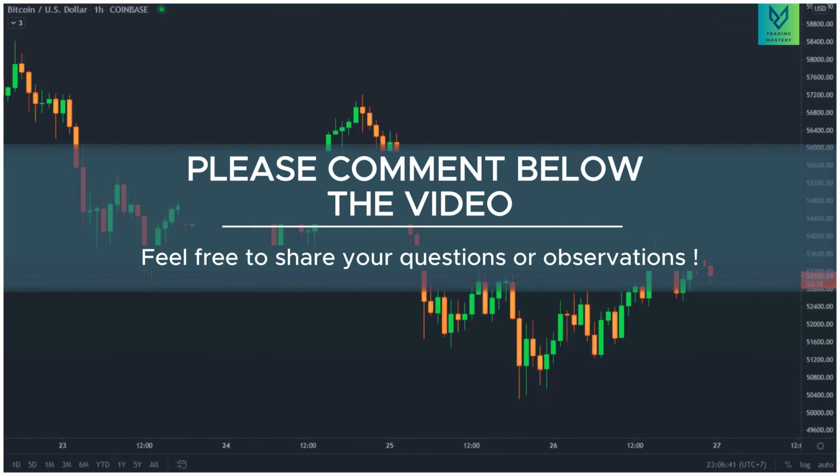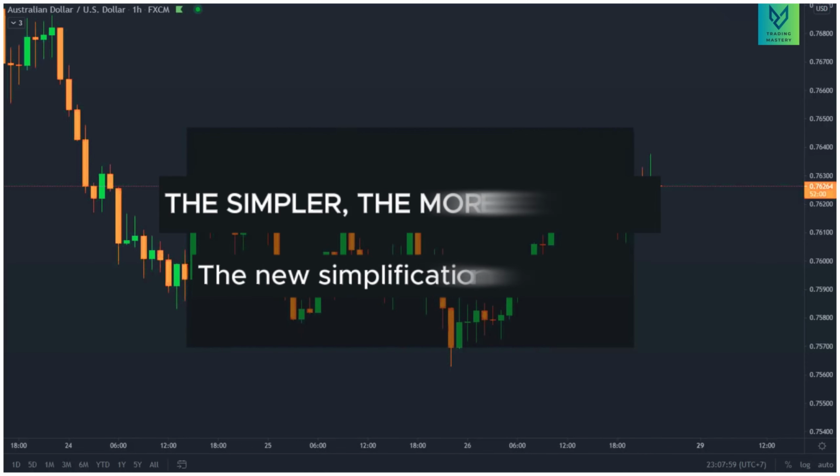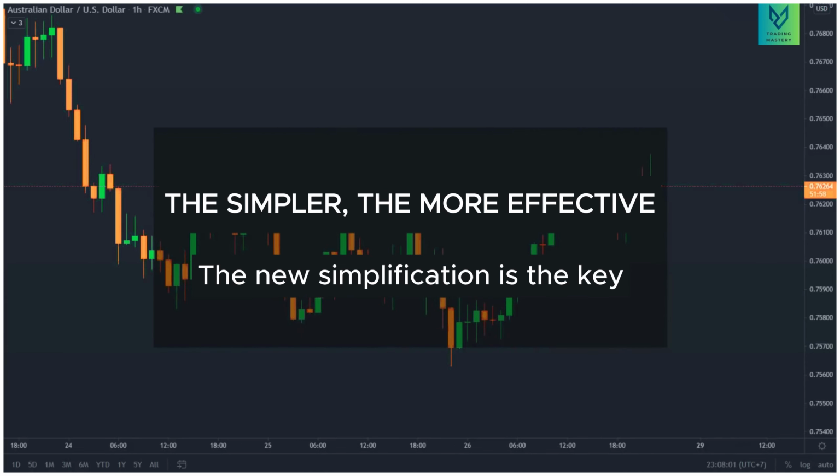I have gone through many years of wasted time, with ineffective methods and confusing indicators, only to eventually discover that simplicity in trading leads to effectiveness. Simplification in trading is the key.